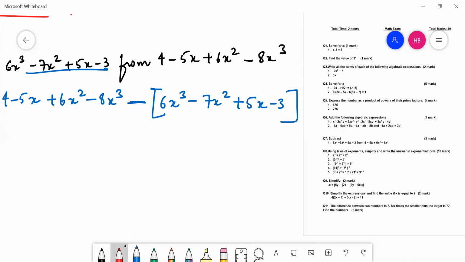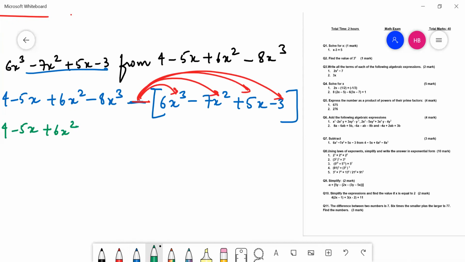Now, if I have to open the brackets, I have to multiply this minus sign with each term inside the bracket. So after opening the brackets, this would look like 4 minus 5x plus 6x square minus 8x cube minus 6x cube, minus into minus gives plus 7x square, minus into plus will give me minus 5x, minus into minus will give me plus 3.